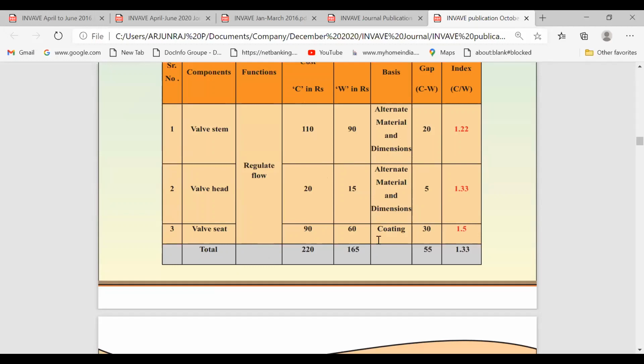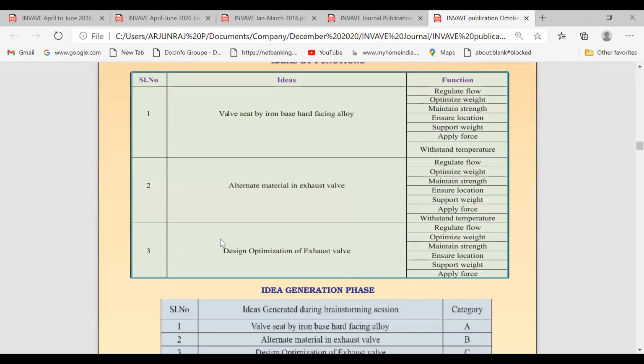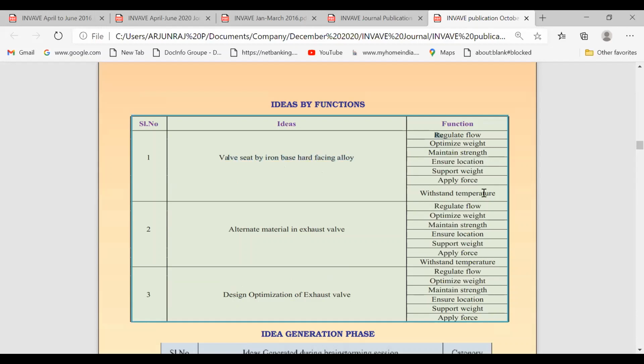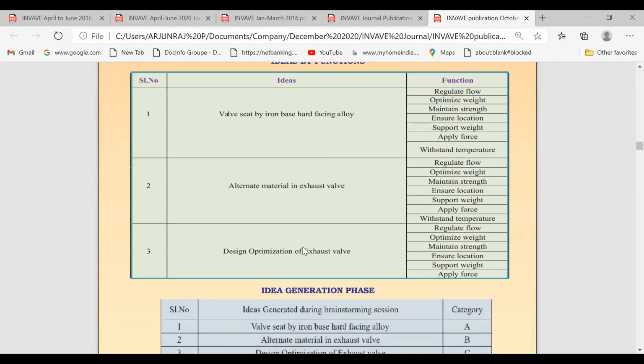Okay, the coating, the place where I have shown coating area, that is having a high value gap, high value index. So there is a need for a new kind of hard facing alloy to change the cobalt hard facing to iron hard facing alloy. That portion where I will show. And when you're changing this coating process, even the function is not going to affect. All the functions are going to remain same. So you need to create ideas considering the function. Okay. Even you can go for some alternate material, but this is having high impact.